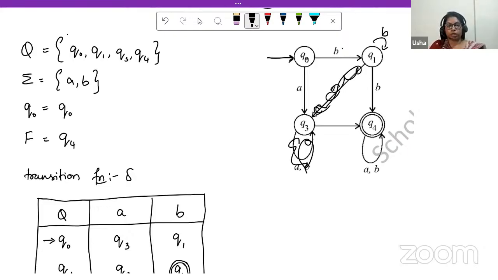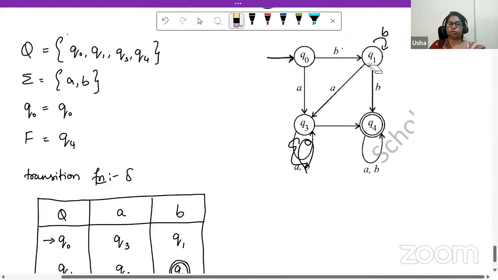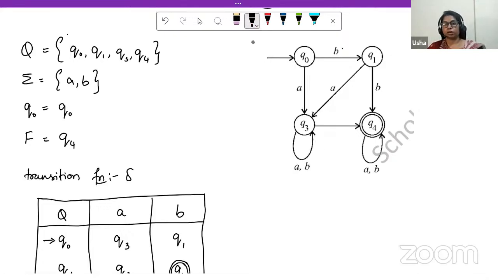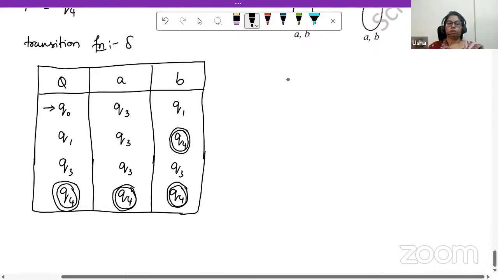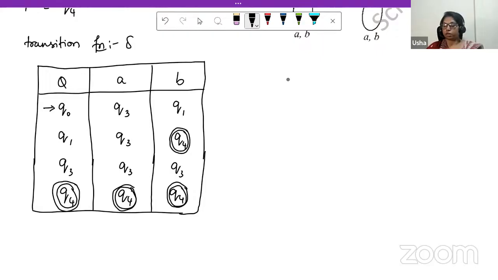So from Q0, it is clear. A means you should go to Q3, B means you should go to Q1. From Q1, if it is A, where to go, it is not mentioned. If it is B, there are two possibilities. One within Q1 itself, one is to go to Q4. From Q3 and Q4, the next state is not given. So if you have ambiguity or don't know the next possibility, that is non-deterministic finite automata. Here it is deterministic because for every state, we know based on each input what the next state is, and there is one and only one next state. Understood this?